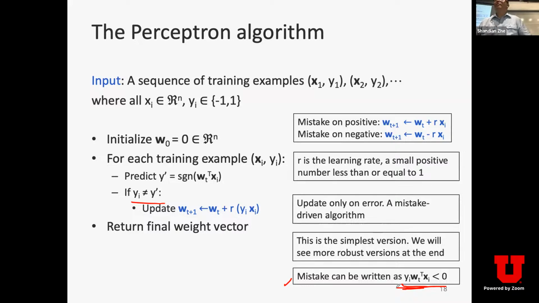Yes, exactly. Remember, w_t transpose x_i is our classification score. If it is consistent with your true label, the sign should be the same, so their product must be positive or non-negative. You can see you make a correct prediction. If their signs are different, their product must be negative, meaning that the prediction is wrong. So this is a very commonly used trick. We'll reuse it elsewhere, so just keep it in mind.